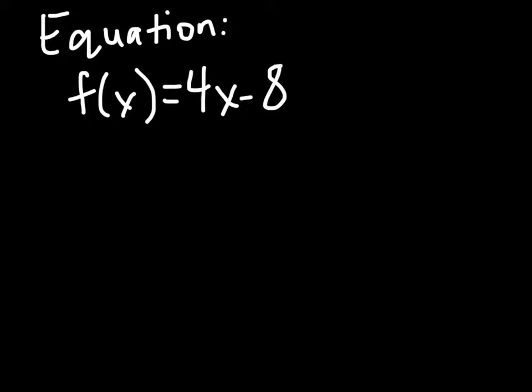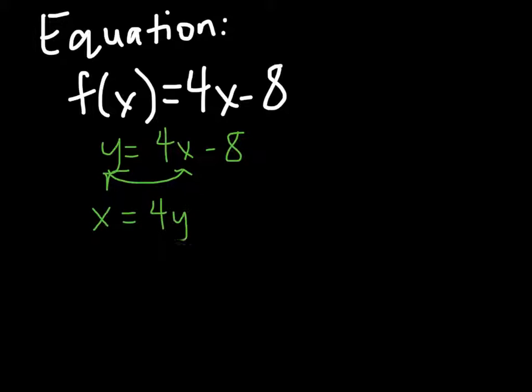All right, now if we have an equation written in function notation, remember that's just the same thing as y equals 4x minus 8. Now, if I want to find the inverse of that, I need to switch the places of the x and y. So I'm going to write x equals 4y minus 8. And now I'm going to take that equation and solve for y. So I'm going to add 8 to both sides because I want to get it in slope-intercept form.